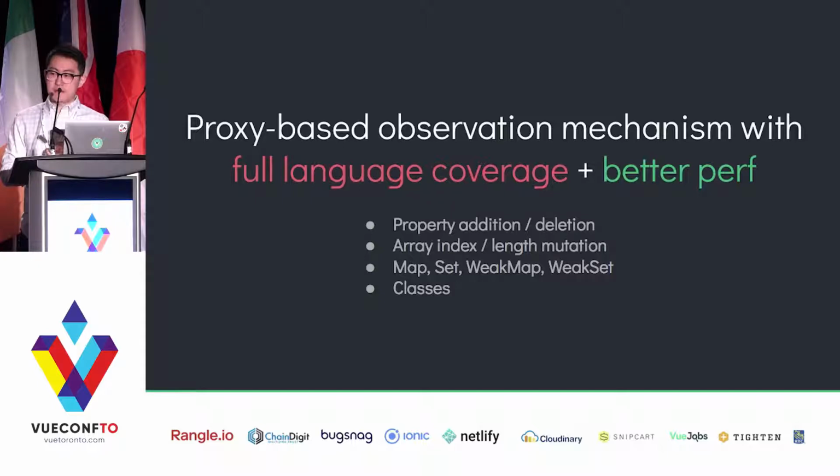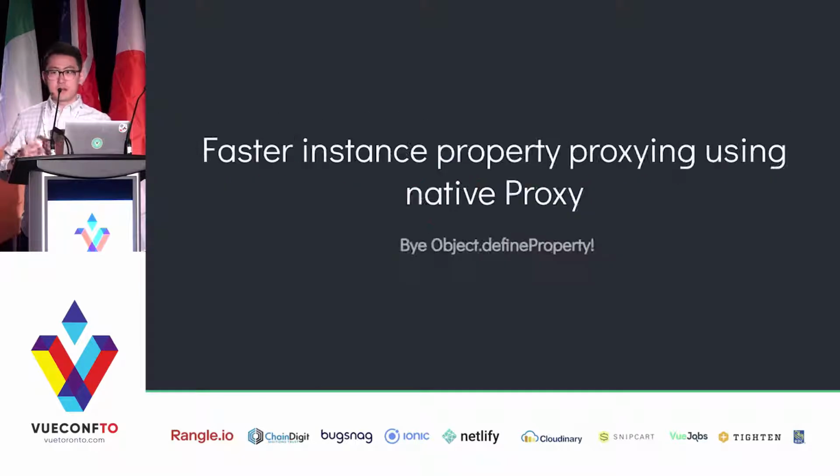because proxy-based observation is actually lazy by default. You don't have to recursively convert every object to make it reactive. We can convert them only on demand when they're accessed. Instance property proxy also gets a performance boost using native proxies.